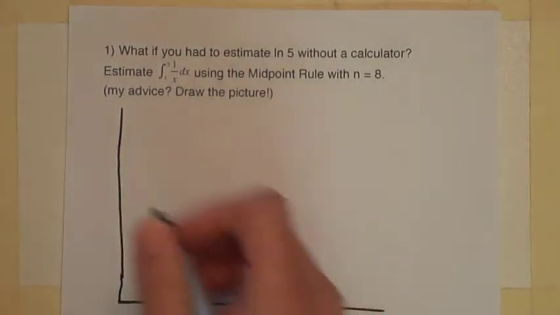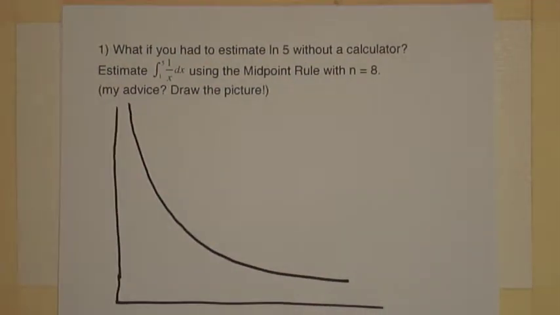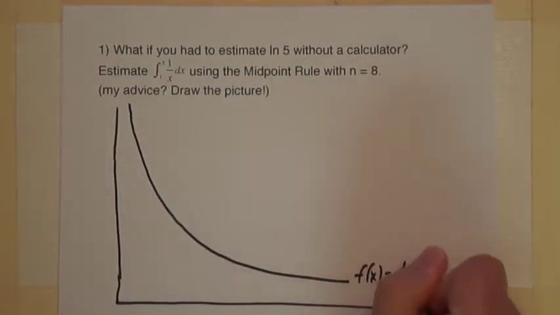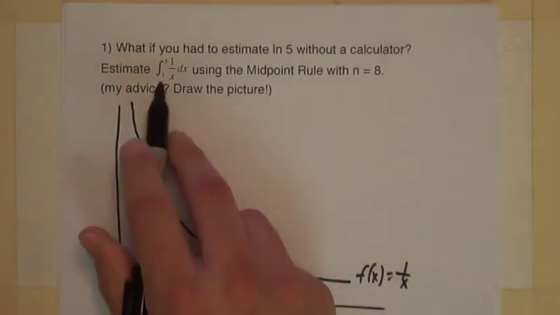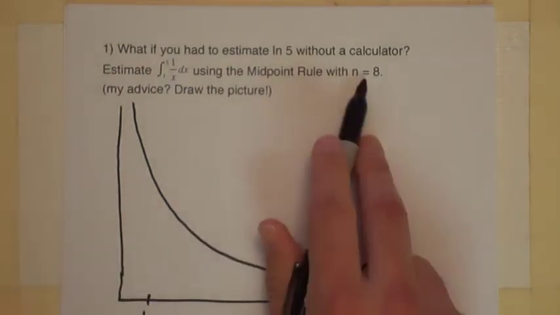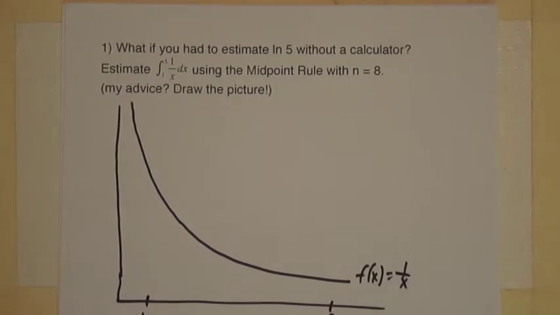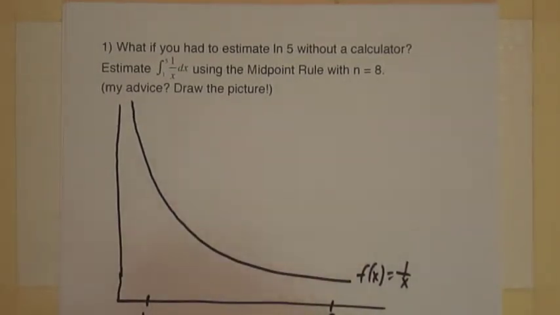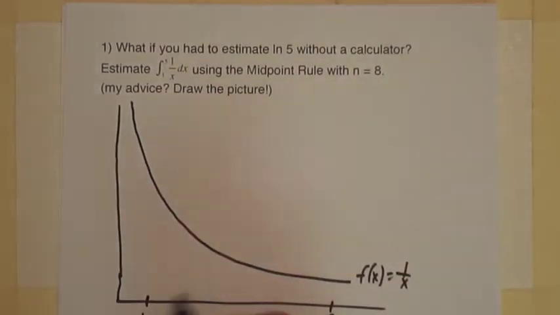Your graph is of y equals 1 over x, which looks like that. So this is like f of x equals 1 over x. And you want to go from 1 to 5. X goes from 1 to 5. And we want n equals 8 with the midpoint rule. So we want 8 little rectangles. So if we're going from 1 to 5, we have to distribute that distance 4 units evenly over 8 rectangles. Each one must be 4/8 or 1/2.